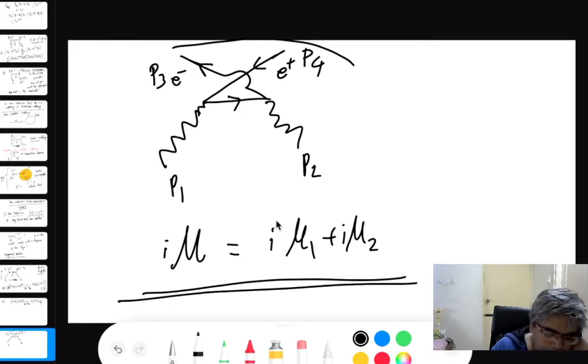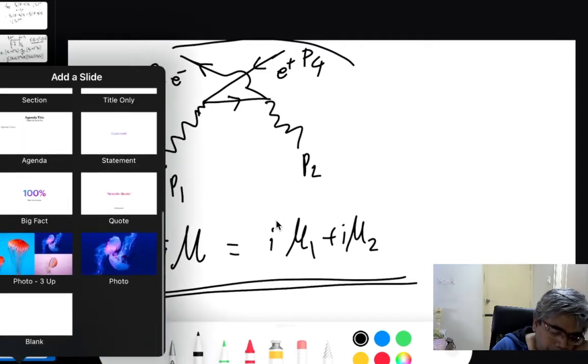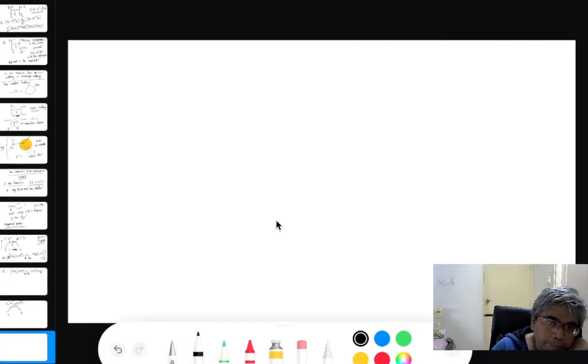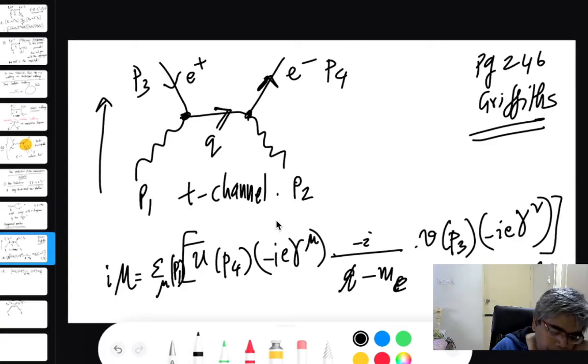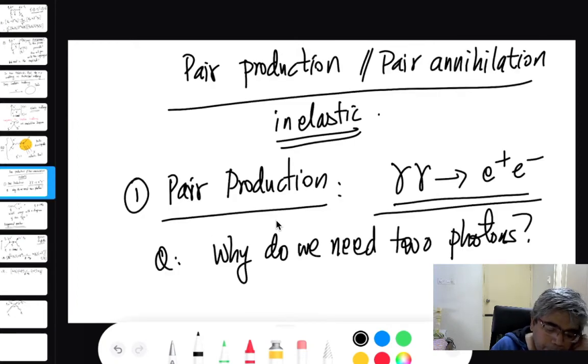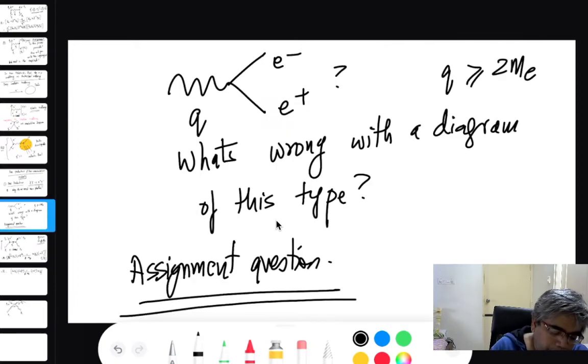Okay. So now let's look at the other possibility. This is called pair creation, and the other one is pair annihilation. A part of the diagram which we have seen essentially. Now I want to make one important point, one important clue on this assignment question.